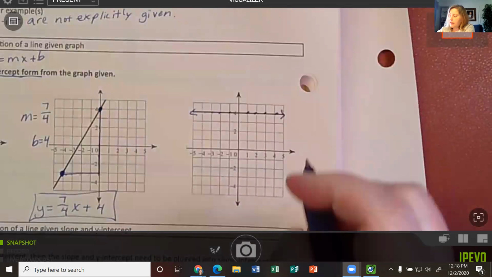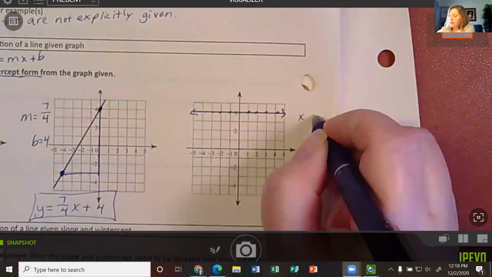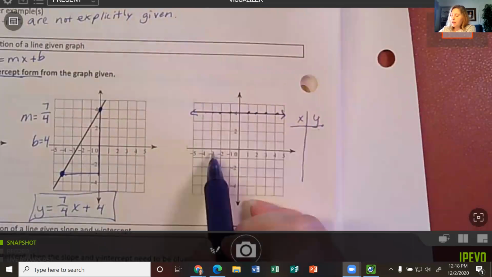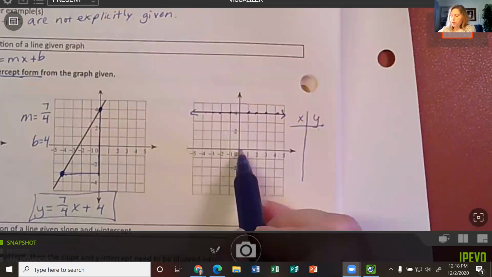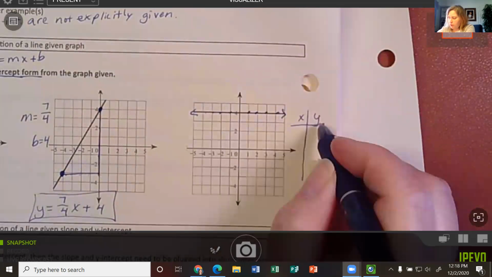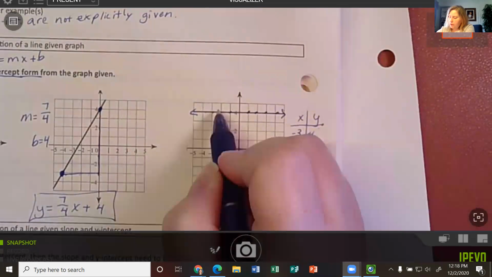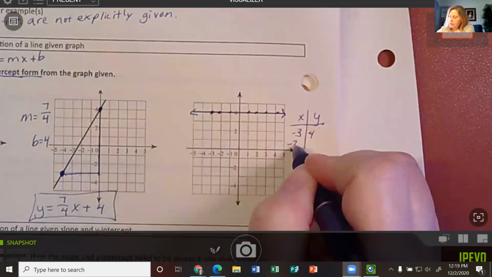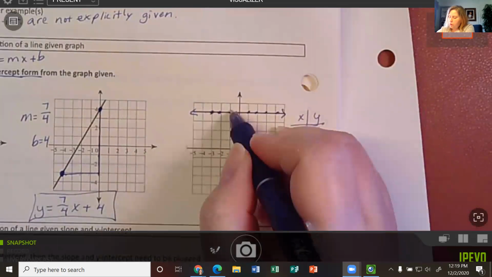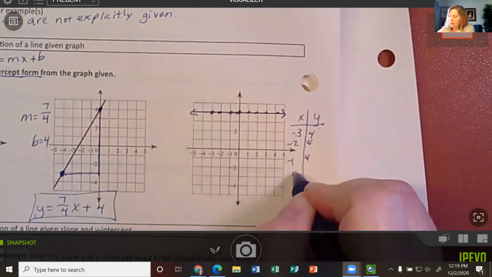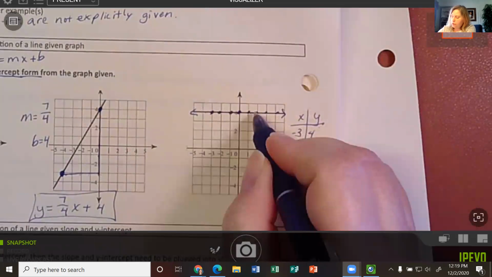But if it helps, you can make a table of values and you could list those points like -3, 4, -2, 4, -1, 4, 0, 4, 1, 4. You'll see all of the y values are going to be 4. So let's do that. -3, 4 is this point. -2, 4 is this point. -1, 4, 0, 4. Then we have 1, 4, 2, 4, 3, 4, and 4, 4, etc.